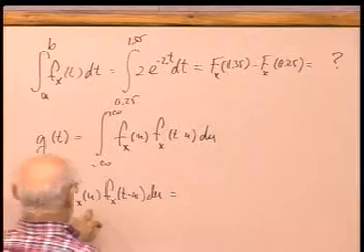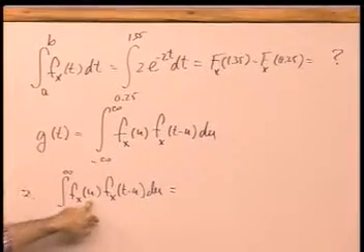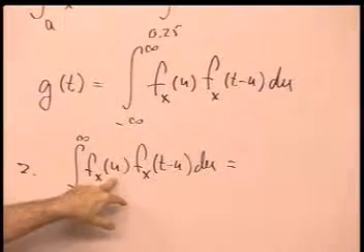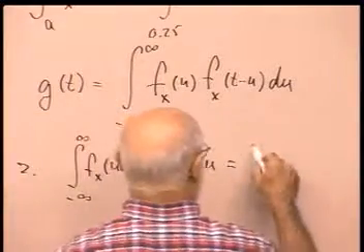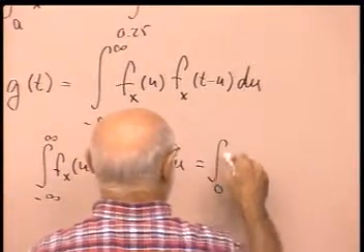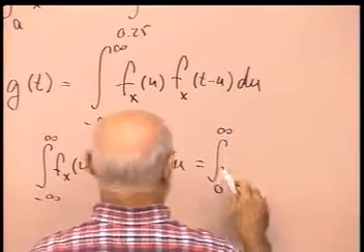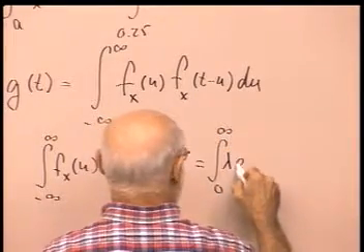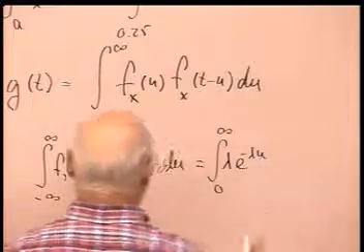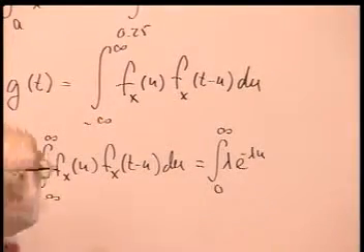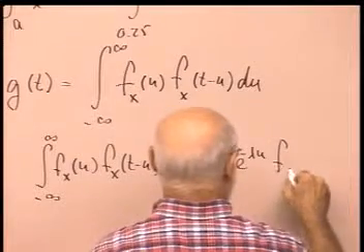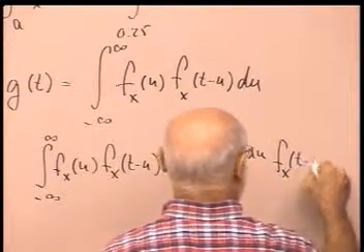Okay, so that means that this thing is 0 as long as u lies between minus infinity and 0. So right away, I can rewrite that as the integral from 0 to infinity of lambda e to the minus lambda u, which is the value of this function when u is not negative, times that. I'll write that as f_X of t minus u.